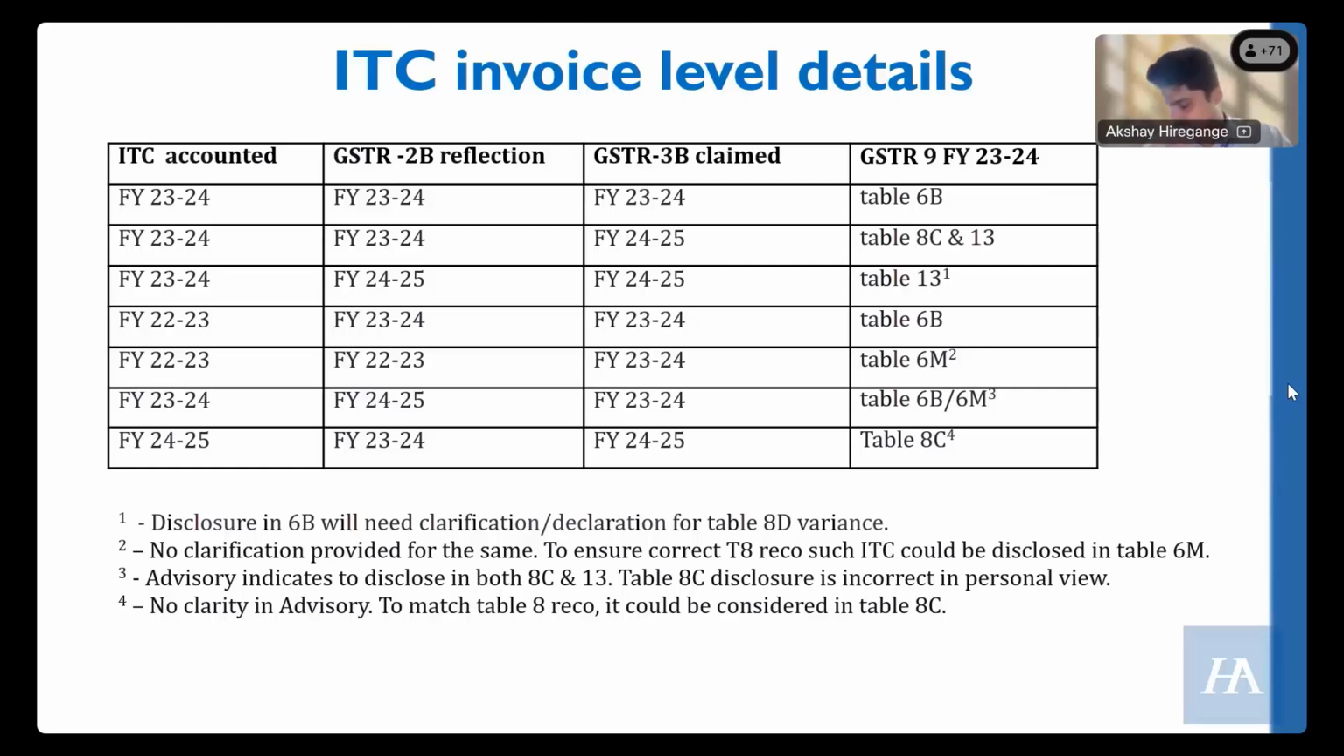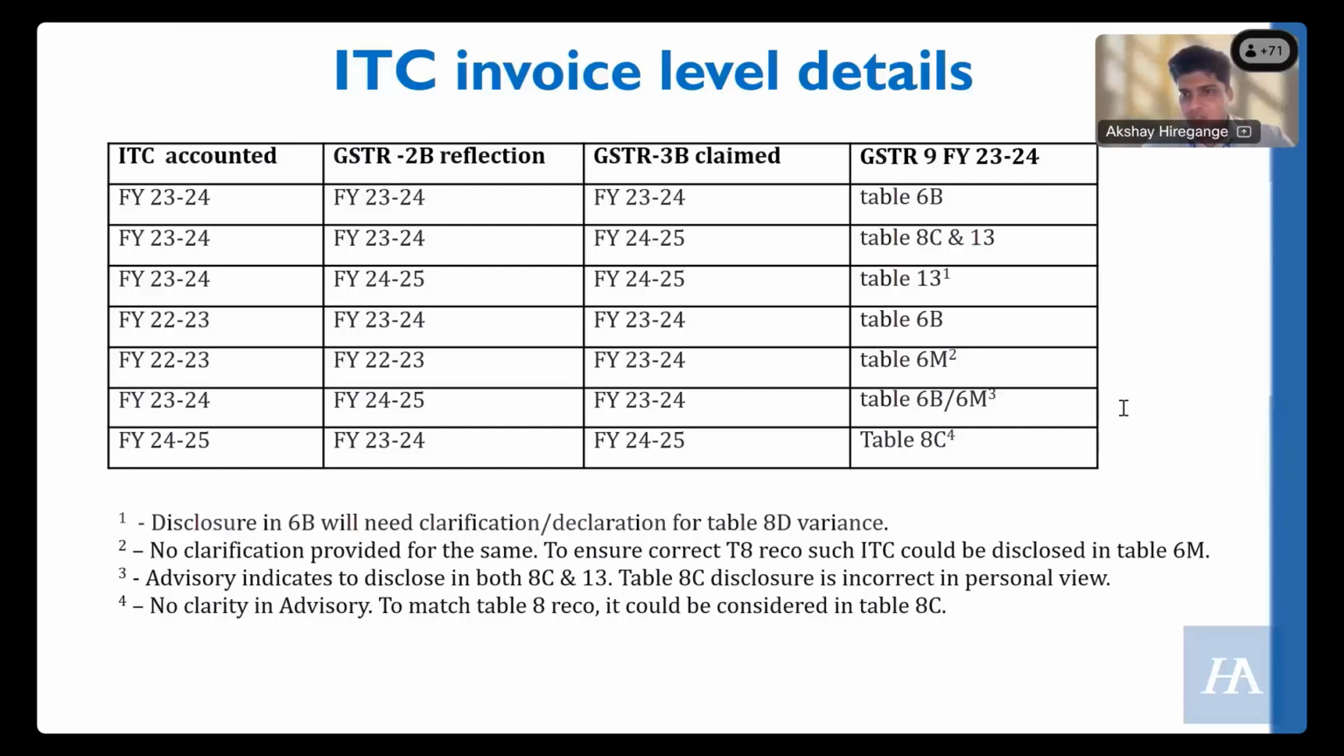4B2 table as per the advisory need not be disclosed in the GSTR 9. So as per advisory, 4B2 need not be disclosed to the extent of the credit which has been claimed and reversed and also has been reclaimed.